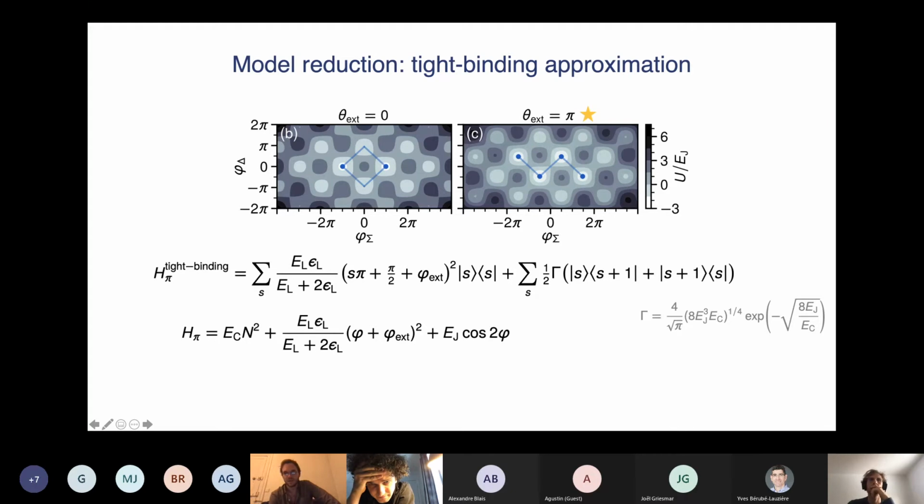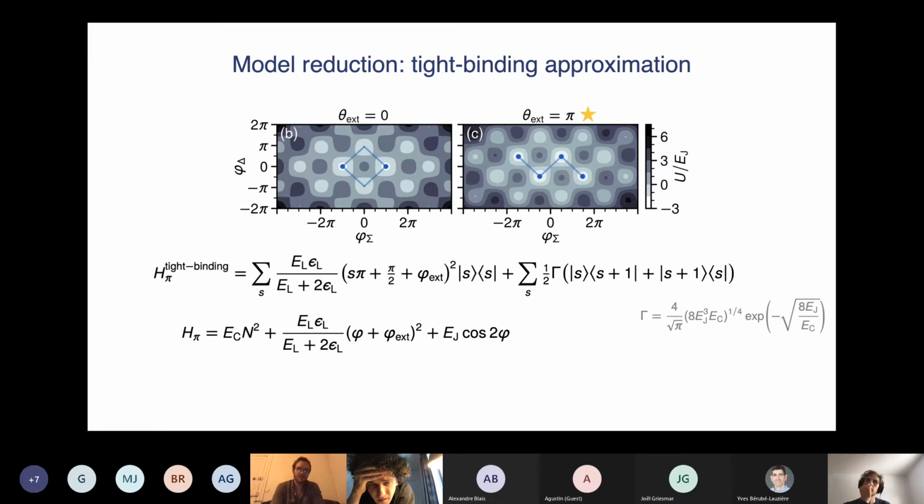Also, if we look at the path between these adjacent minima, we see that the potential goes from minus EJ to plus EJ in the middle to minus EJ again, which means the amplitude of the cosine should be EJ. And then finally, knowing gamma forces us to choose this charging energy of EC over 4. So the 4s cancel.